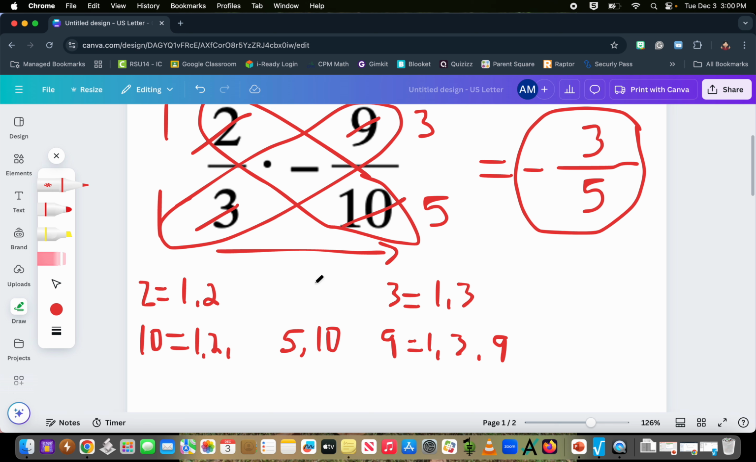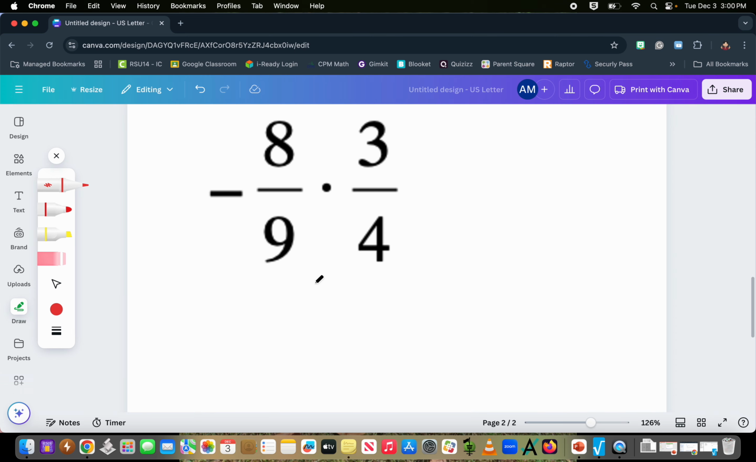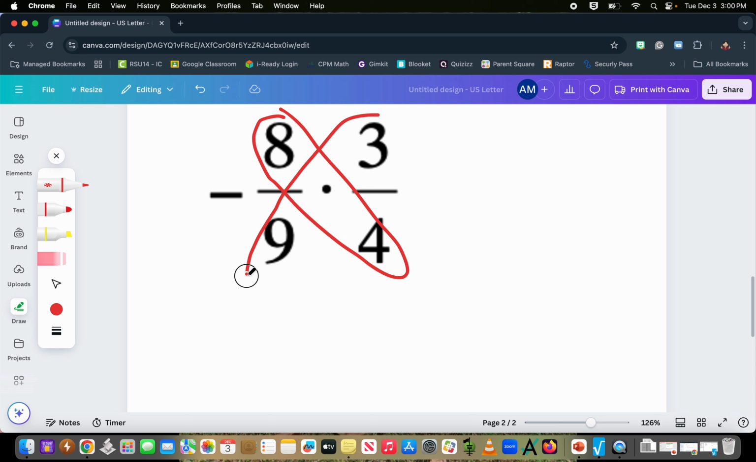All right, now let's take a look at another example using the same thinking. Again, if we focus on our diagonals here and here, and 3 and 9, are there numbers that these share? Sometimes it may not happen. Sometimes you may not be able to cross-reduce.